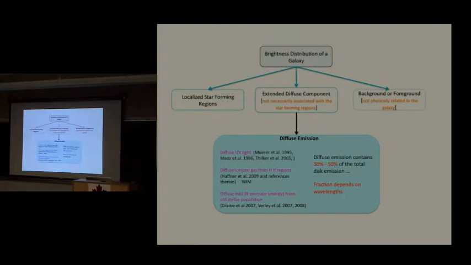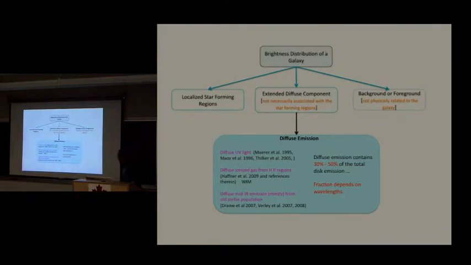And diffuse emission, you have probably heard the word Reynolds layer, which has been studied for the last 30 years for the Milky Way, which shows that the diffuse component has a much more extended scale length and scale height than star-forming regions. This Reynolds layer-related property is also known as WIM. I call it DIG. WIM is warm ionized medium, or DIG is diffuse ionized medium.